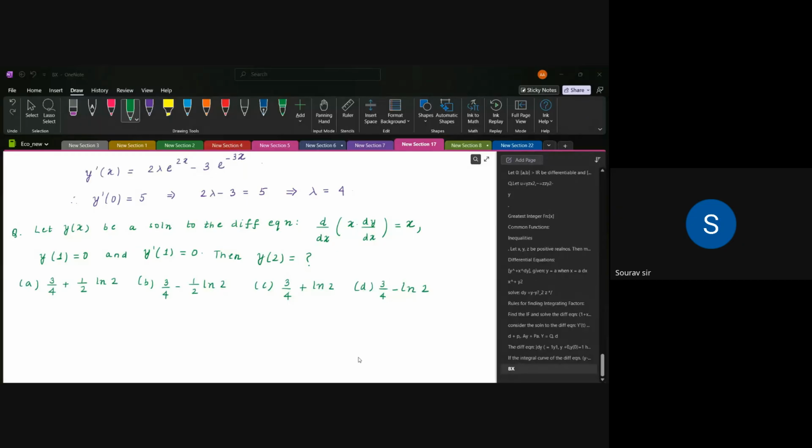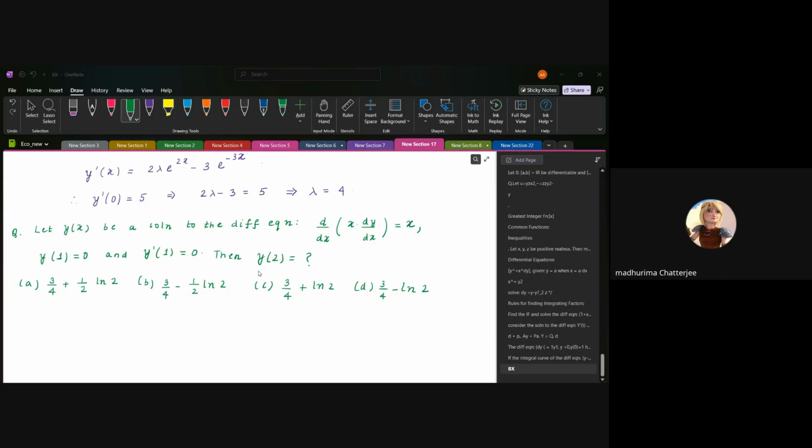How can we proceed with this? Anyone? Differentiating both sides, we will get a differential equation. Sorry, only integrating both sides. Is that d/dz or d/dx? d/dx, d/dx.